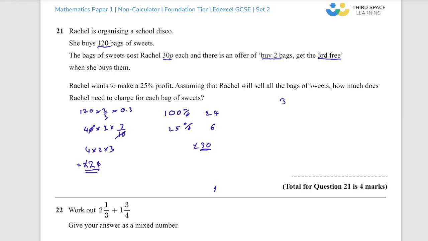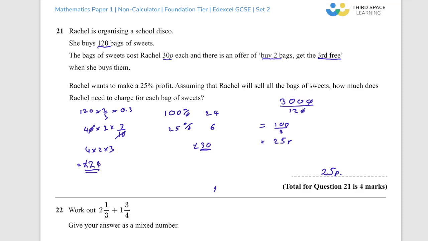So final step, 30 divided by 120. I'm going to change that to working in pence. So 3000 divided by 120. So 300 divided by 12, I'm going to cancel by 3 first of all, and so that's going to be the same as 100 divided by 4, which is going to be 25 pence. So she wants to sell each bag for 25 pence.